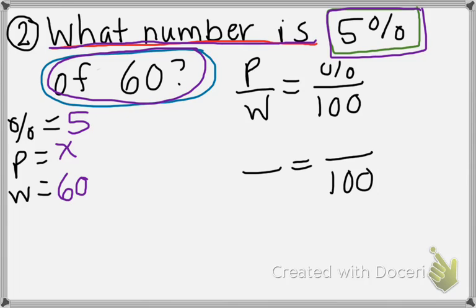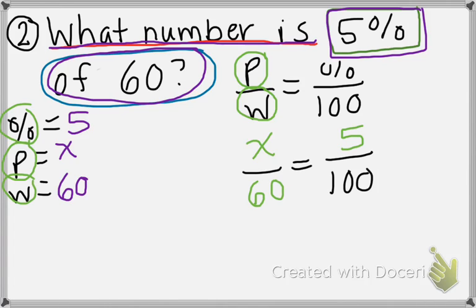So then we rewrite the proportion, right? And now we're going to fill it in. So let's start with the percent. Top right is percent, the 5, right? We found out the percent is 5 in this case, so we're going to put 5 right here. Now the top left is the part, right? We labeled the part as X because we don't know what that is, so we're going to put an X there. And then the bottom left, the whole, we labeled as 60. So we're going to put 60 in the bottom left.